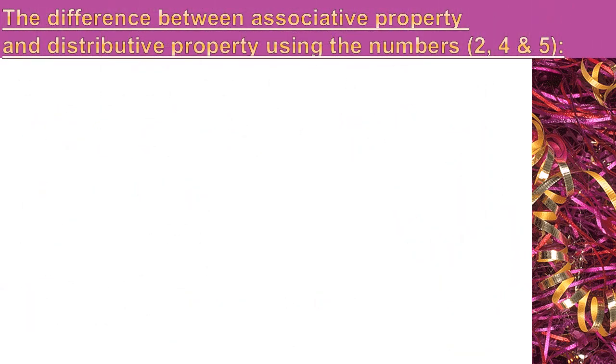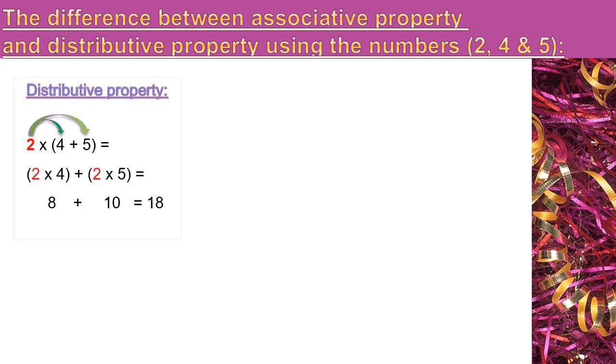Now let's know the difference between associative property and distributive property using these numbers. I will start with distributive property. Let's revise together. In distributive property, I used two signs, times and plus. Here I multiplied 2 and open brackets and put 4 plus 5.